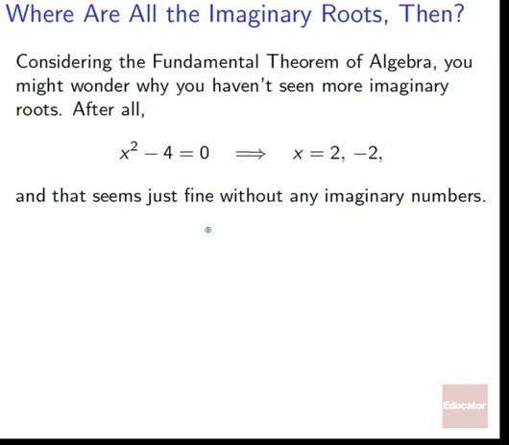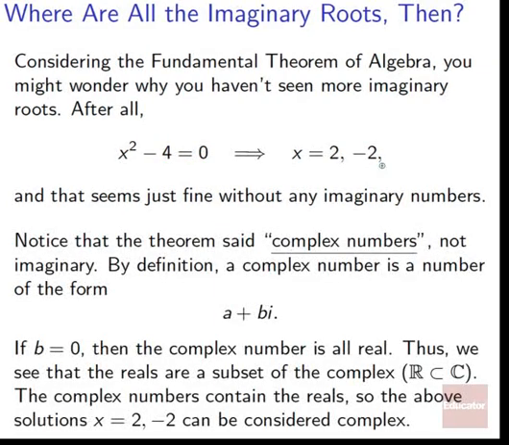Considering the fundamental theorem of algebra, why haven't we seen more imaginary roots? If we're guaranteed, what that says, why is it that x squared minus 4 equals 0 gives only the roots of 2 and negative 2, right? Those don't use imaginary numbers. It seems that we're just fine without imaginary numbers. We can find roots just fine. So what is up with the fundamental theorem of algebra? Well, remember, it didn't say imaginary numbers, it said complex numbers. It's the complex numbers.